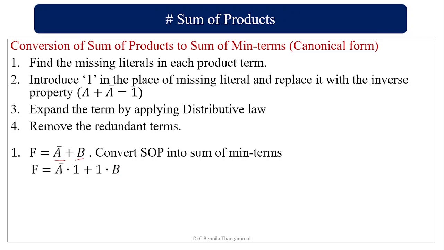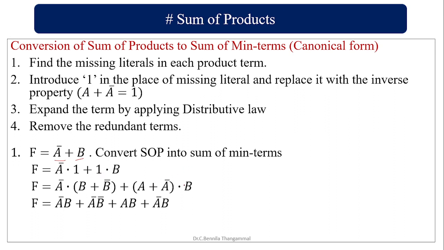Now I will be introducing 1 to it. In the place of B I am introducing 1, in the place of A I am introducing 1. So this should be replaced by the inverse property. Here B is missing, so B plus B bar. Then A is missing, so A plus A bar. And then you expand this by applying the distributive law. So A into B plus A bar into B plus A bar into B bar.